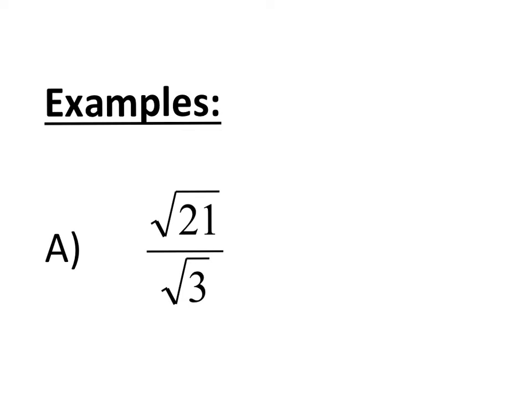So here's our first example, square root of 21 divided by the square root of 3. The first thing I'm going to do is see if I can simplify 21. I can't simplify 3. That's about as good as it gets. 3 and 7 are the only factors. So I can't really simplify any further, but I know the next step is to multiply the numerator and the denominator by the square root of 3.